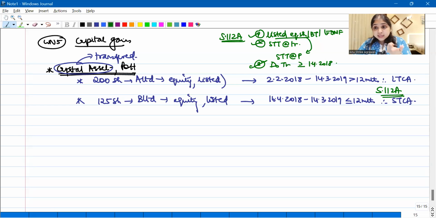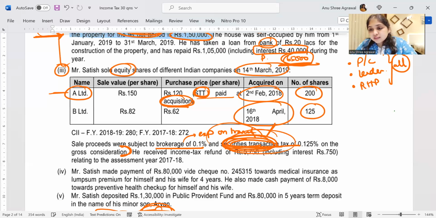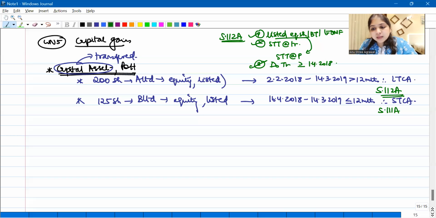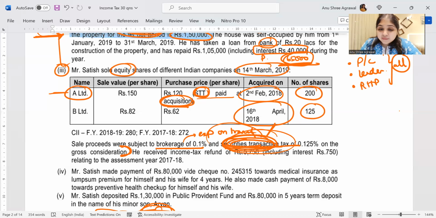asset? It is listed equity shares. We have paid STT at the time of transfer. Therefore, this is going to be 111A short-term capital asset. Do you agree? This is going to be 111A short-term capital asset. In 111A also, do you have a condition that you must have paid STT at the time of purchase? Do you have that condition? No, STT at the time of purchase, that condition is there only in 112A. Right?